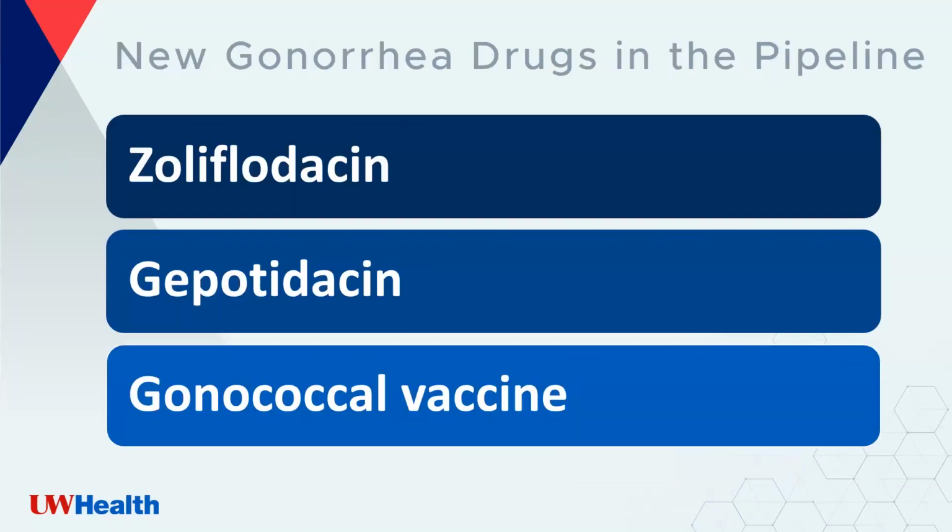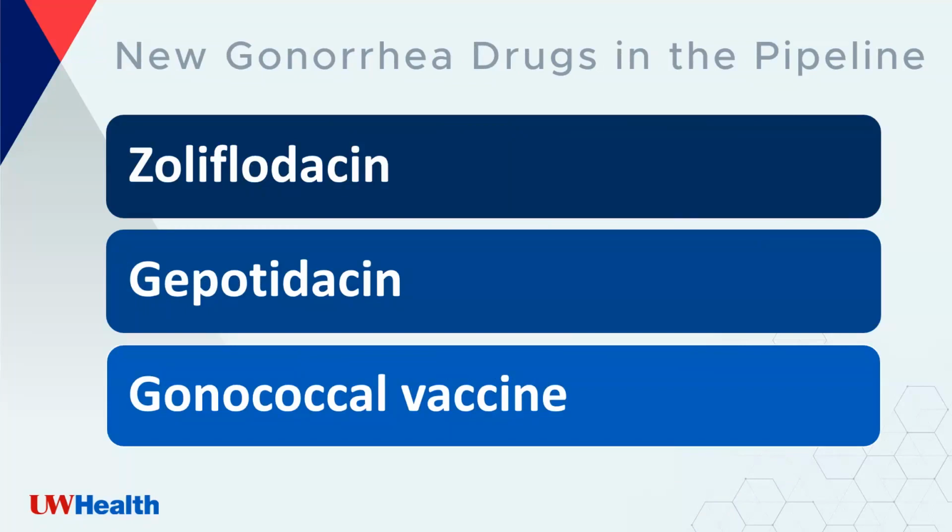So there is some potential hope for gonorrhea on the horizon. There are some new medications in the pipeline currently. The first one is zoliflodacin. This is a new class of antibiotics, an oral spiropyrimidinetrione, and it has a unique mode of inhibition against bacterial topoisomerase II, binding at sites on the bacterial gyrase that are distinct from those of other fluoroquinolones.